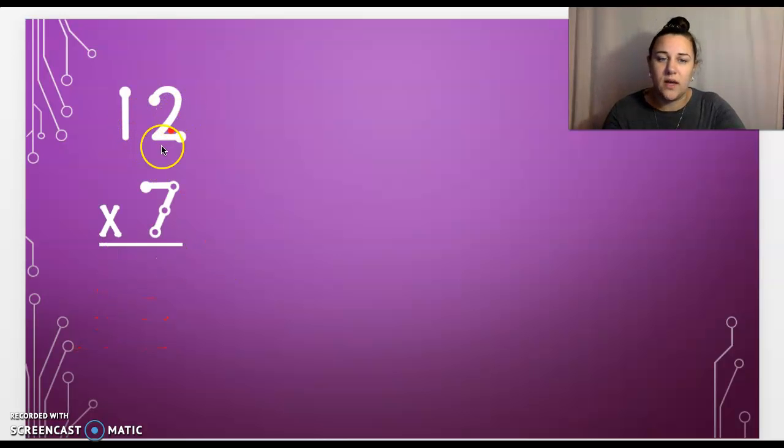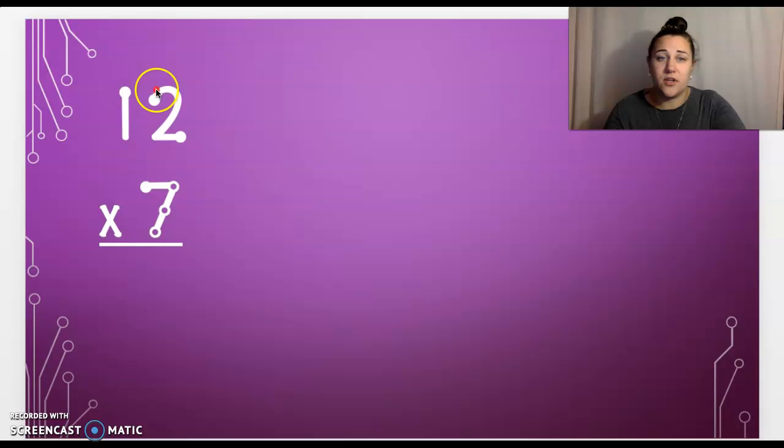So now I have 12 times 7, and I have 2 digits multiplied by 1 digit. Now, we've been working on this. So my friends, remember the 7 has an important role. He has to multiply by both place values, the 2 and the 1, the ones place and the tens place. And just like in addition and subtraction, we always start at the ones place. So in this case, I'm going to do 2 times 7.